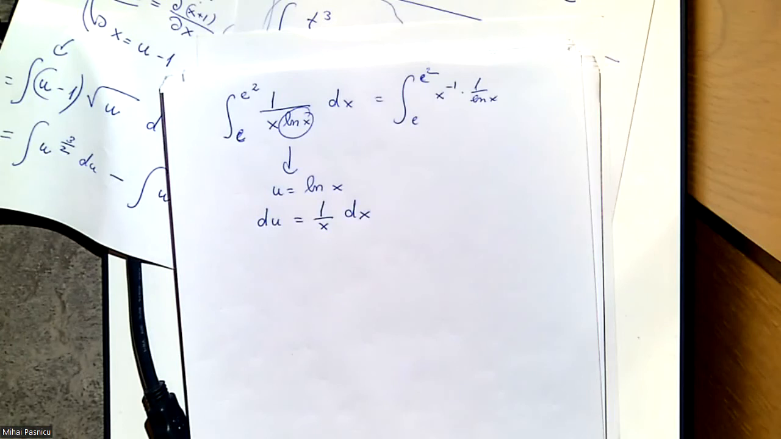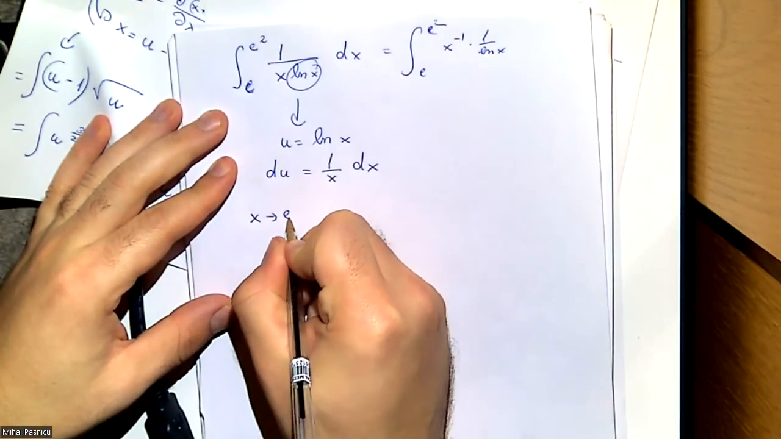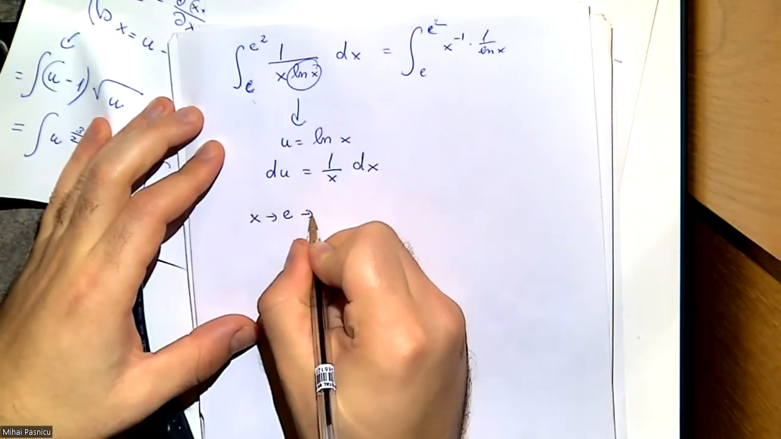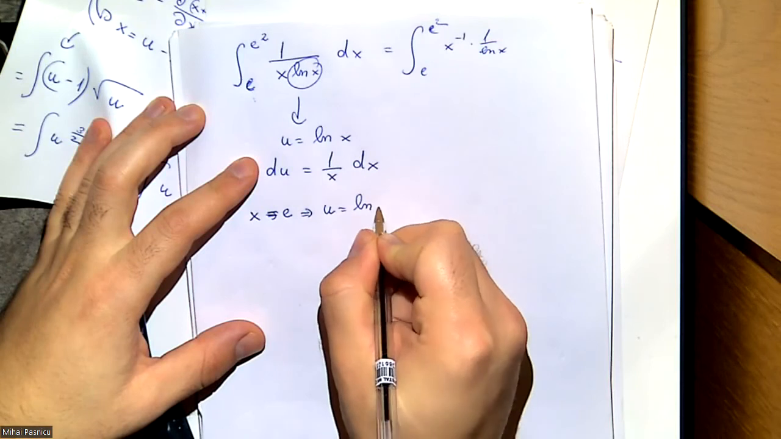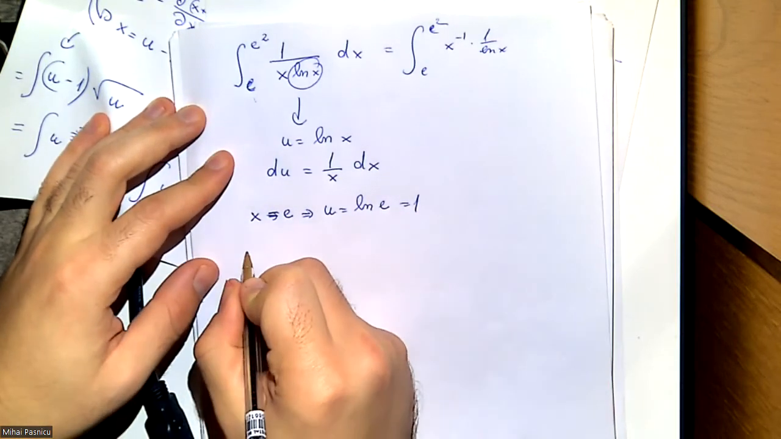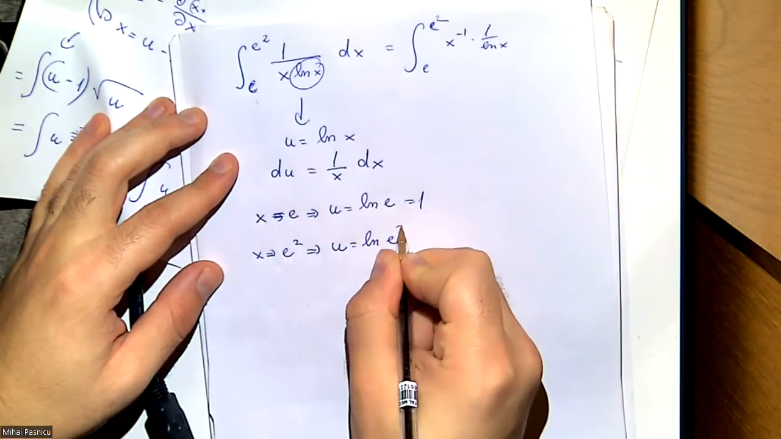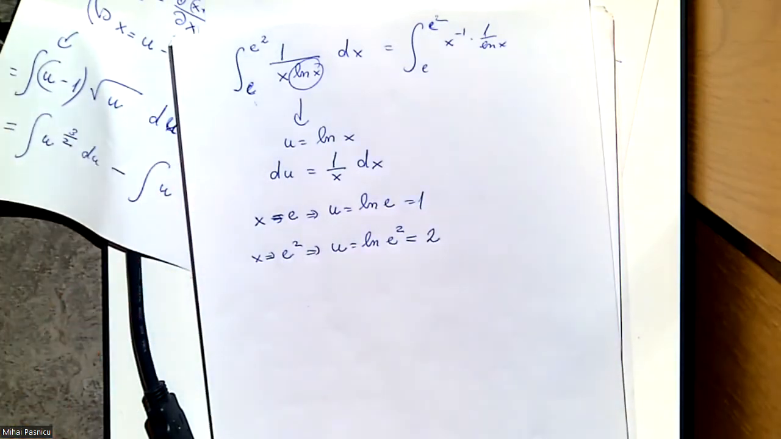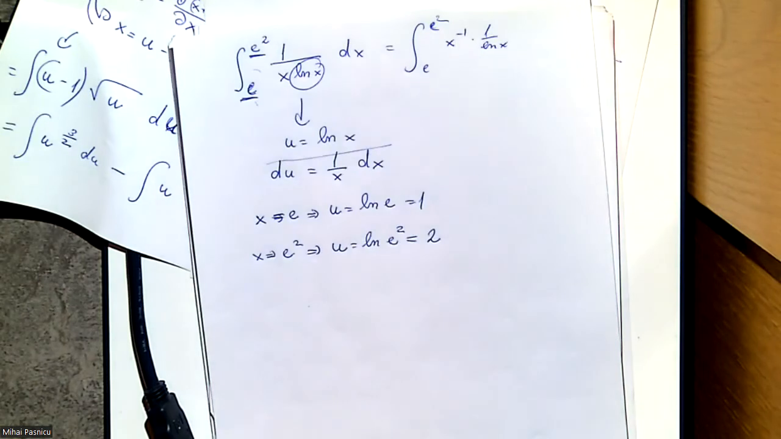Am I done? No, it's a definite integral. So I need to change the limits of integration. Again, if x is equal to e, then it means u has to be equal to log of e, which is 1. If x is equal to e squared, then u is equal to log of e squared, which is just 2. Everyone follows on that? I'm just changing these values over here. That's all I'm doing.